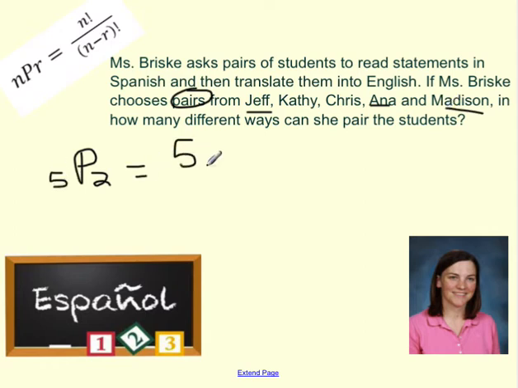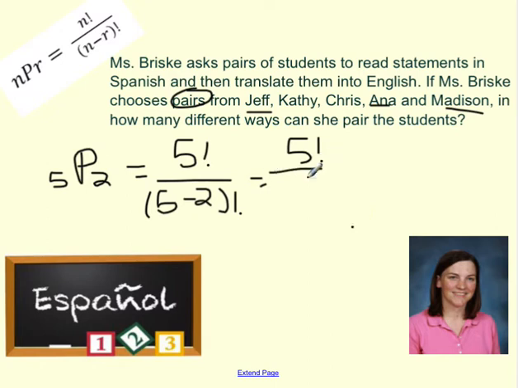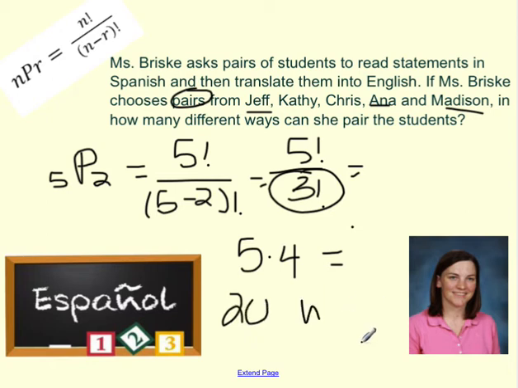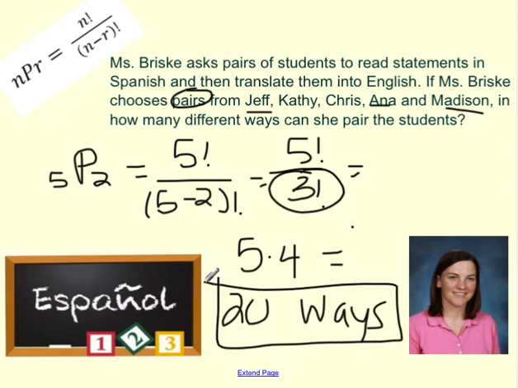So I have 5 factorial divided by 5 minus 2 factorial. That's going to be equal to 5 factorial over 3 factorial. So then, again, I know everything 3, 2, and 1 is going to be taken care of by that 5 factorial here. So all I have left is 5 times 4, and that's going to be equal to 20. So there's 20 different ways that Ms. Brisky can assign those partnerships.